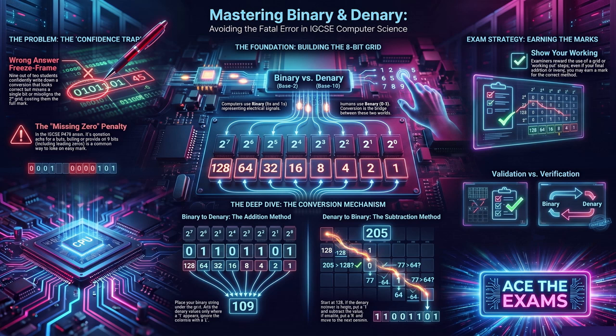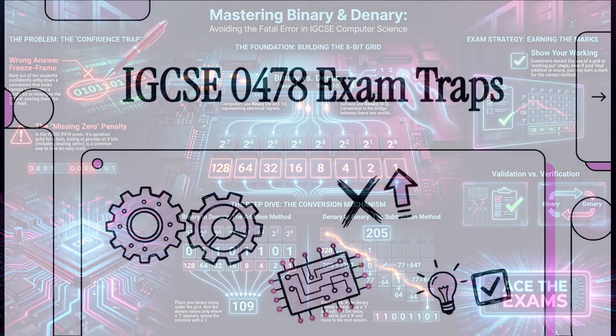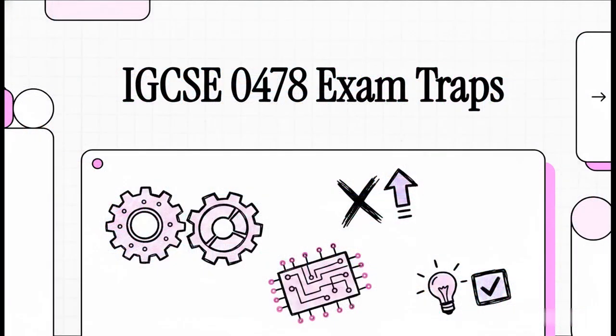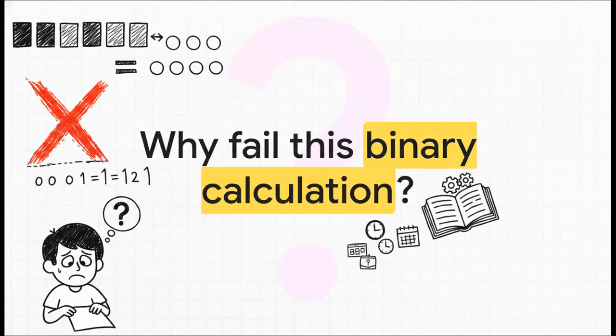Welcome to the Explainer. We're skipping the usual long intro today because we need to immediately deconstruct the absolute most critical Cambridge IGCSE computer science exam traps. We're going to look closely at the exact places where students are literally throwing marks away. So let's get straight into it and secure those top grades. All right, let's dive right into our first trap.